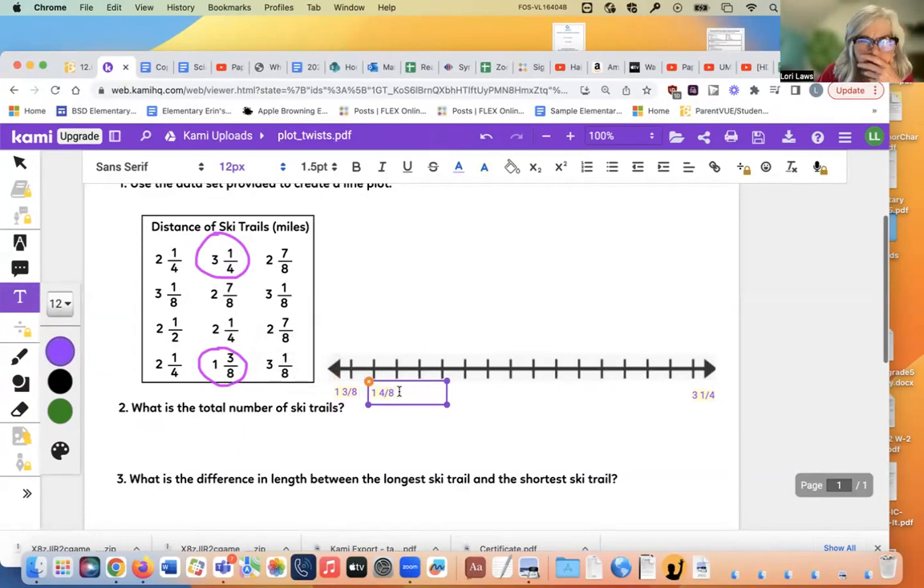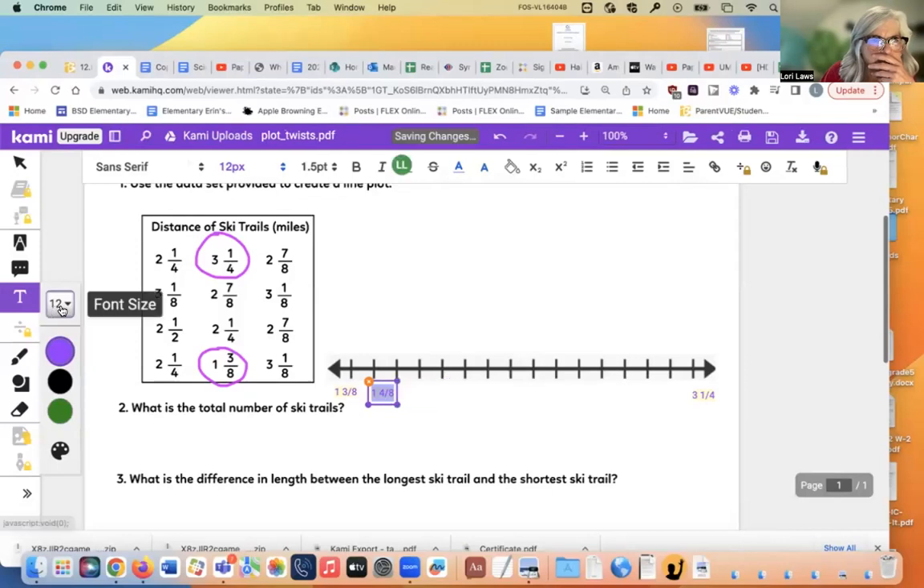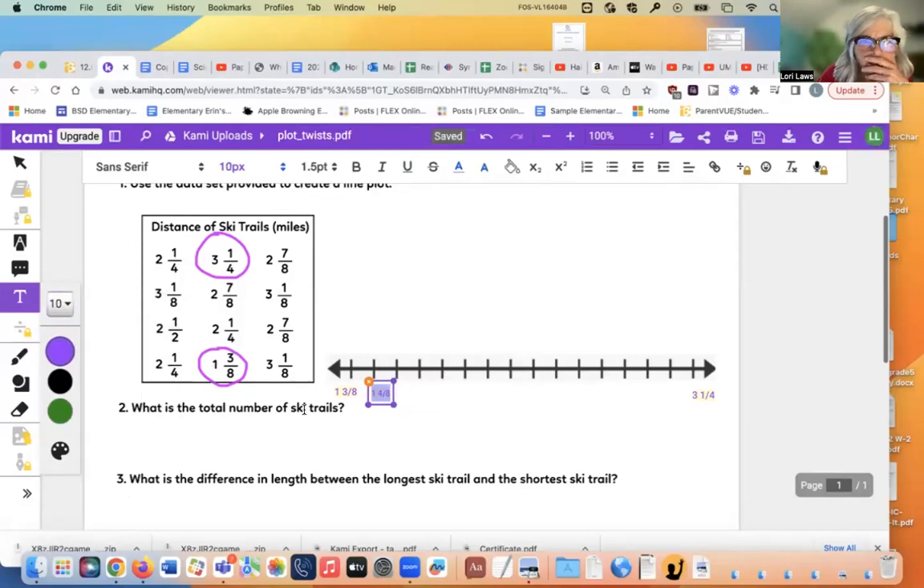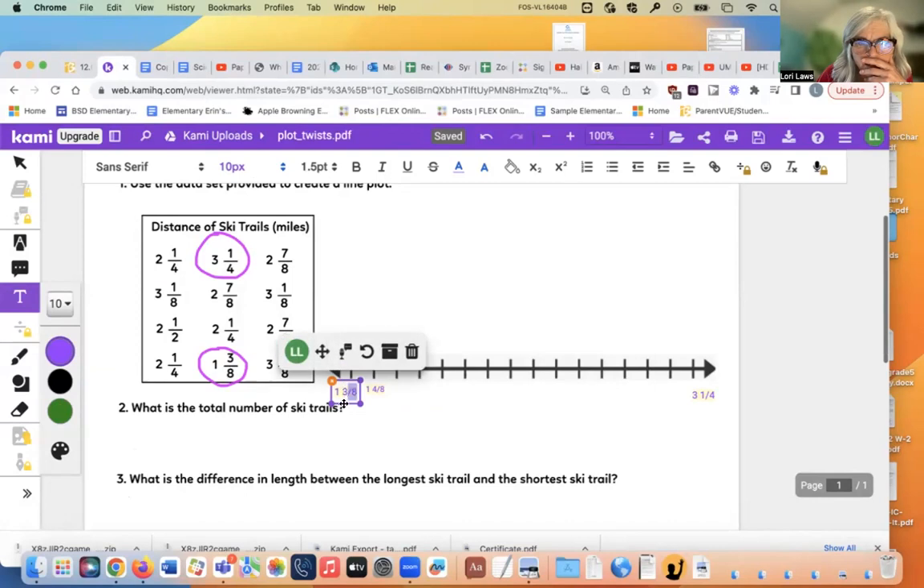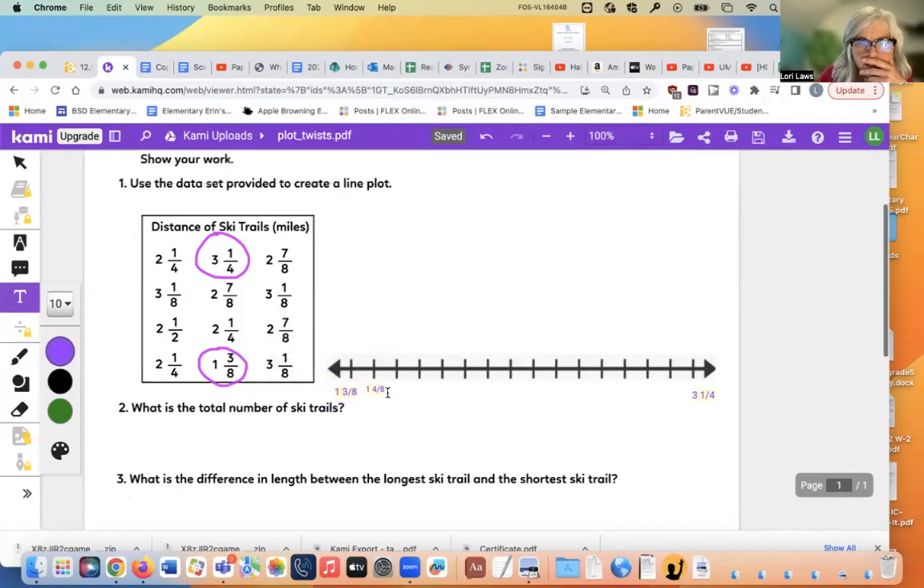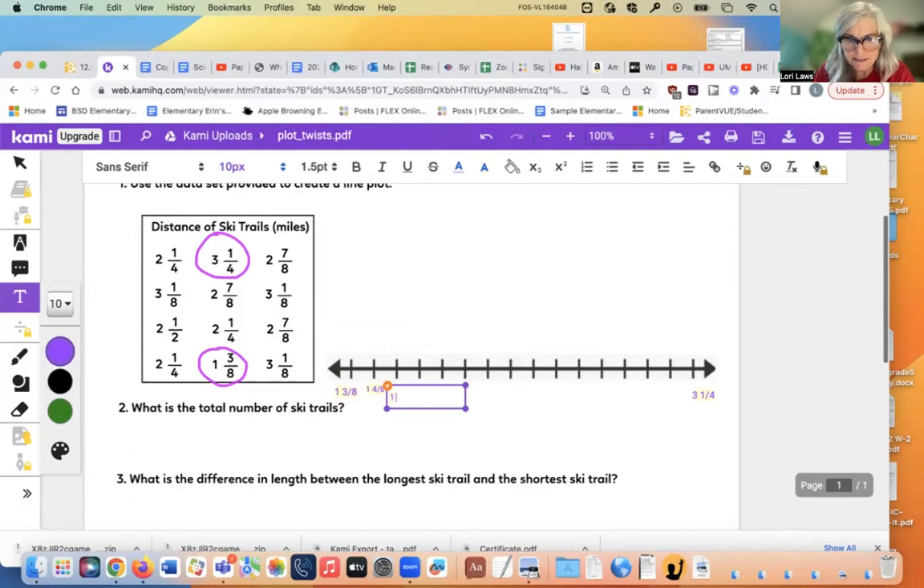I want that even smaller. The font size is just too big. I'm going to make it 10. There we go. 1 4/8. I'm going to move that over a little bit. That goes right there. And then maybe I'll put 1 up, 1 down, and that will help. Okay. And then 1 5/8.